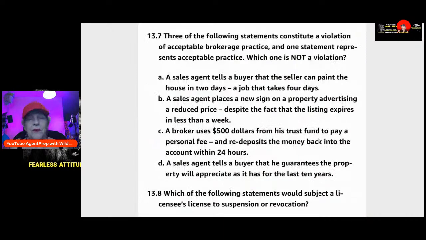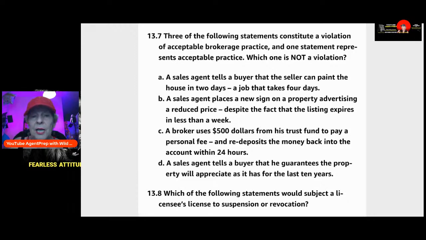All right. 3 of the following statements constitute a violation of acceptable brokerage practice, and 1 statement represents acceptable practice. Which one is not a violation? Okay. So which one is a good statement, good practice, not a violation of acceptable brokerage practices?